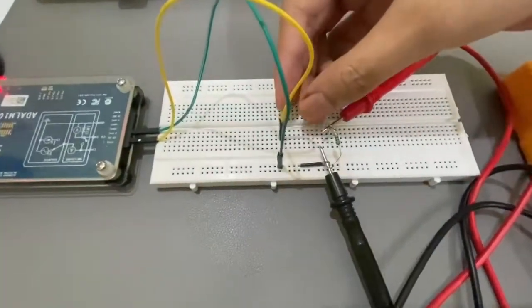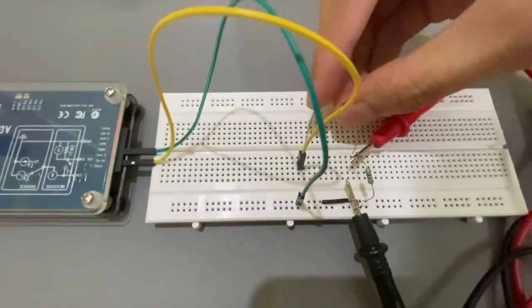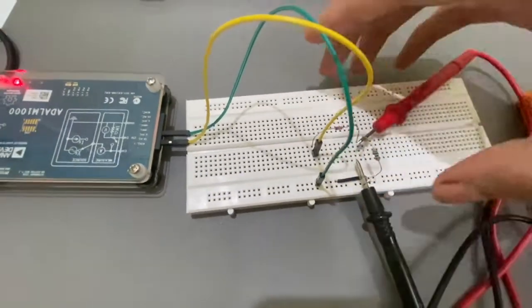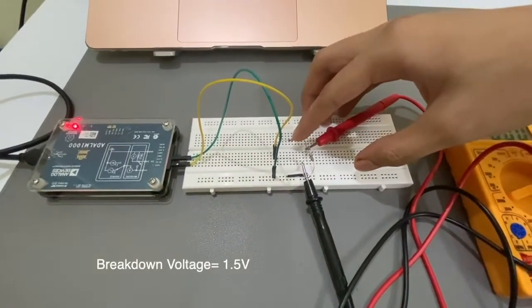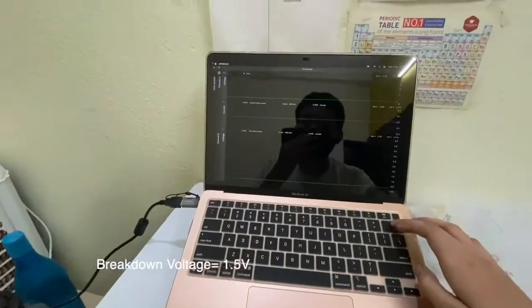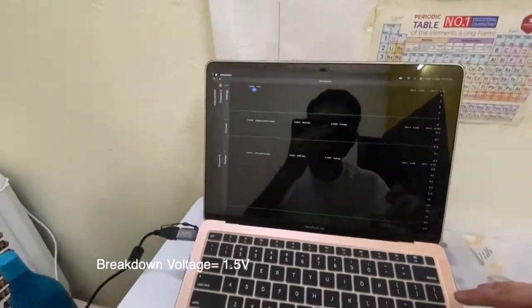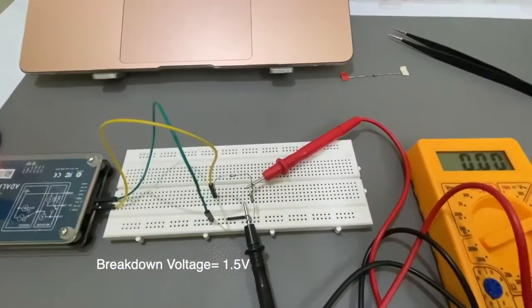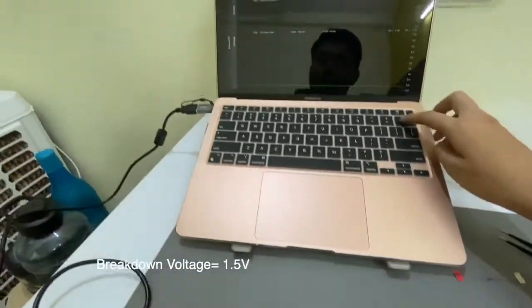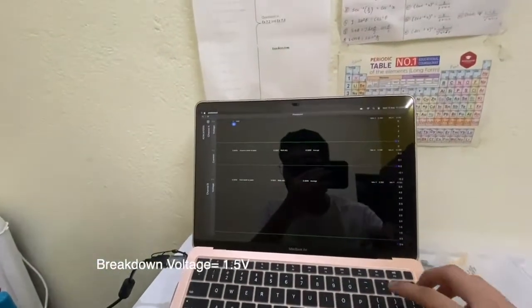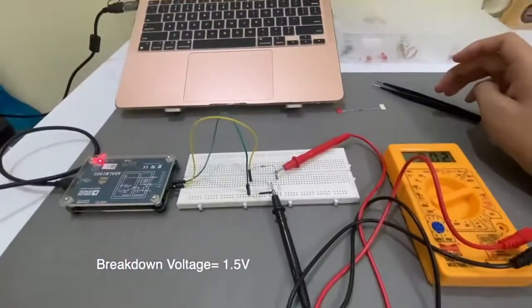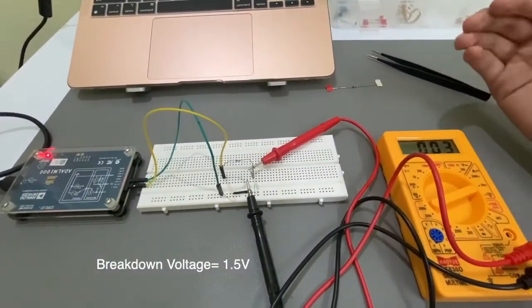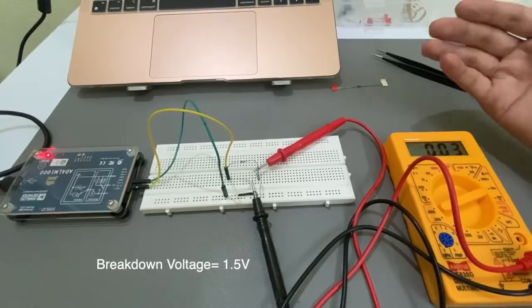Now I reverse this Zener diode. Now my Zener diode is in reverse bias condition, and the breakdown voltage for this Zener diode is 1.5 volt. Suppose I apply an input voltage of 1 volt, and there is no current flowing through the Zener diode in reverse bias. Now I apply an input voltage greater than 1.5 volt, suppose 1.9 volt. As you can see, current is flowing in reverse bias condition also, because my input voltage is greater than the breakdown voltage.